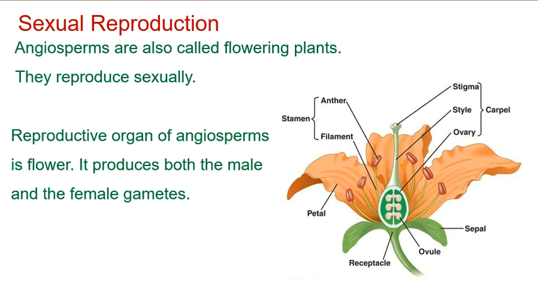It should be very clear to you that the one and only reproductive organ of an angiosperm which can reproduce sexually is the flower. It produces both male and female gametes. As I have already told you, sexual reproduction means involvement of both types of gametes, male and female, and when they fuse, it is sexual reproduction. So if we talk about sexual reproduction in flowering plants, first of all we have to be very clear about the parts of a flower.